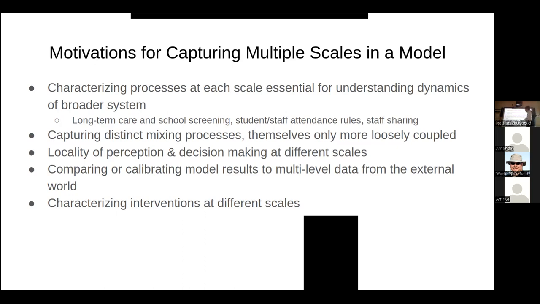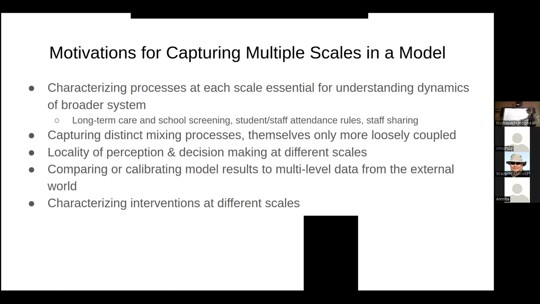You're not going to be able to capture some of the key needs. Often we're interested in interventions at these scales, right? We're interested in setting staff sharing rules, whether staff can be shared by long-term care facilities or only can work in one and not in the other, or rules for visitors for long-term care or schools, whether they're only every other class meets together or 4 out of the 5 days are at home or whatever it is.